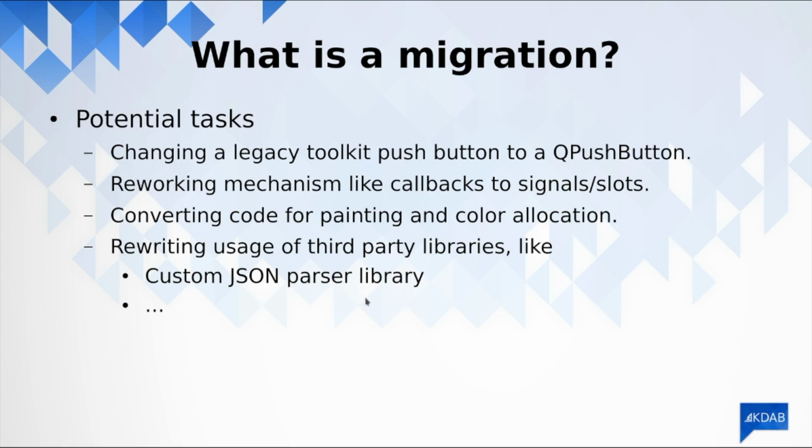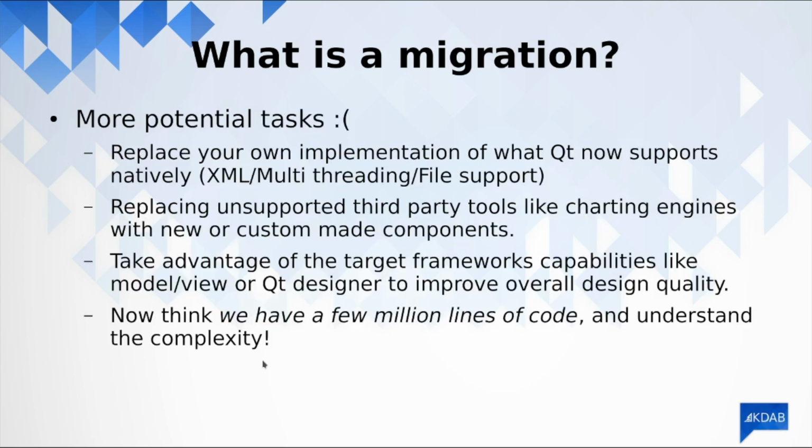Another big topic is the usage of third-party libraries. Our application using a legacy toolkit might be using a custom JSON parser library to parse JSON. But in our case, Qt itself actually offers a JSON library, and we might be in favor just using that one instead of the old one. This involves some porting overhead, of course. There are, of course, a lot more tasks one might need to work on when doing a migration. The application you want to port might use platform-specific API to support features like reading and writing XML files, enabling multithreading, or even just reading or writing to local files.